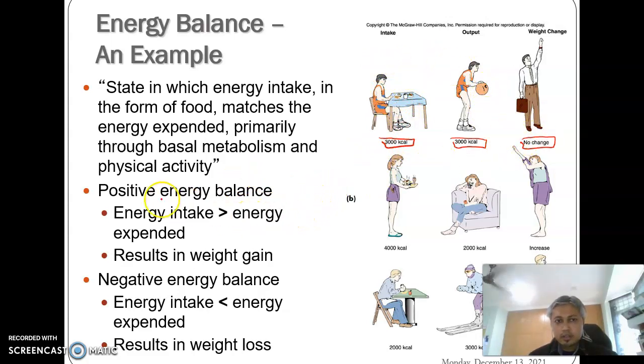The next one is positive energy balance, where the energy intake is greater than energy expended. What does it mean? This is related to the second figure, where this is the amount of calorie that has been taken by someone, which is 4000 kilocalorie, and then the activities that have been done are around 2000 kilocalorie, so it will result in gain in weight, increase in weight.